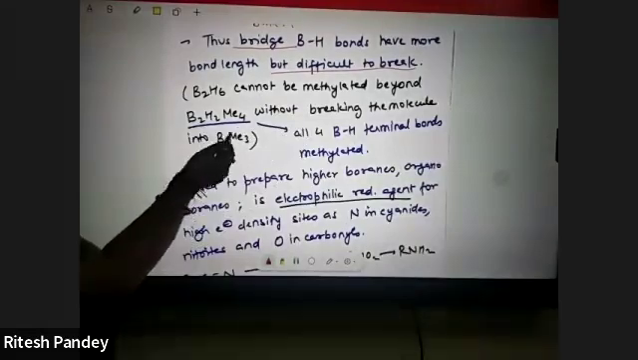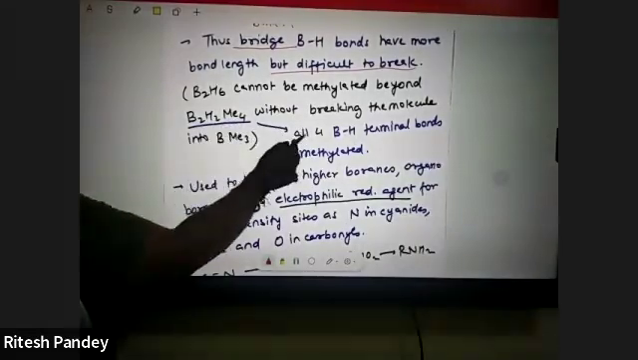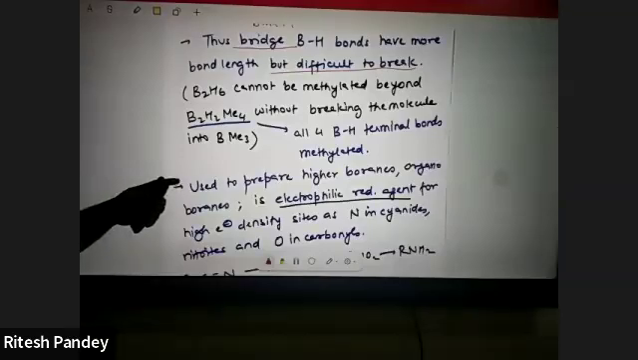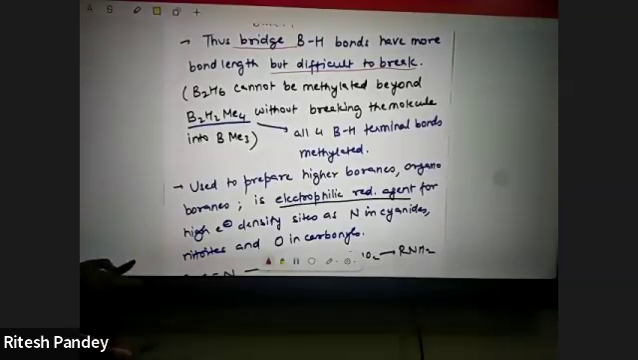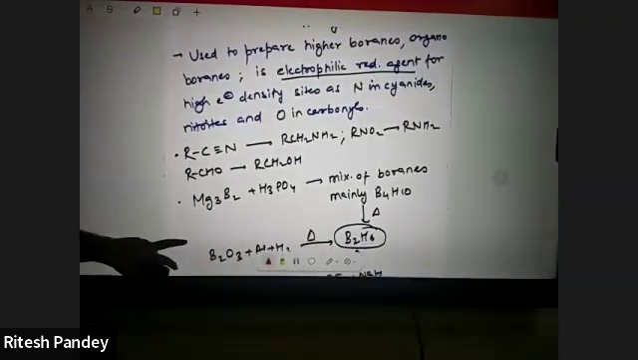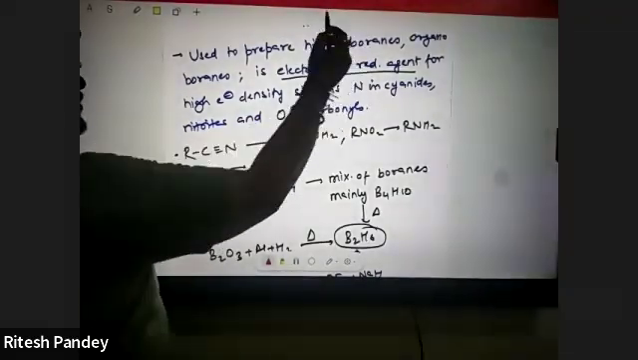B2H6 cannot be methylated beyond B2H2Me4, which means all the 4 terminal BH bonds have been methylated first. And if you go about exhaustively methylating it, then it will break. It will break into BMe3. Now, they're used to form higher boranes, organoboranes. They're reducing agents.